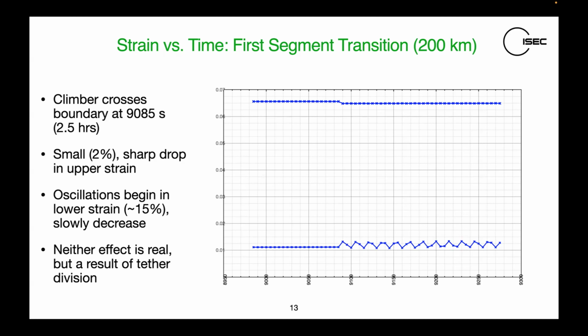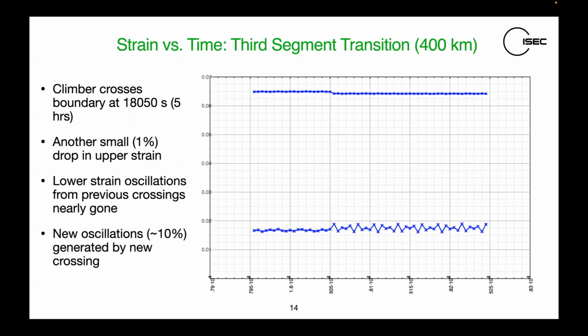Oscillations typically in the lower one look to be about 15%. And once again, they eventually die away with time and altitude. So neither effect is real. It's a result of the model, and what we need is to refine the model so that we can get rid of these. And once again, we just go a little higher. This sort of demonstrates that the oscillations do decrease as you go up, and you cross another boundary at 18,000 seconds, and you can see what happens there. We've got another drop in the upper strain, and oscillations are reintroduced in the lower strain.